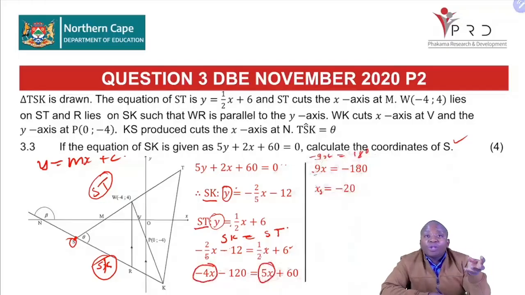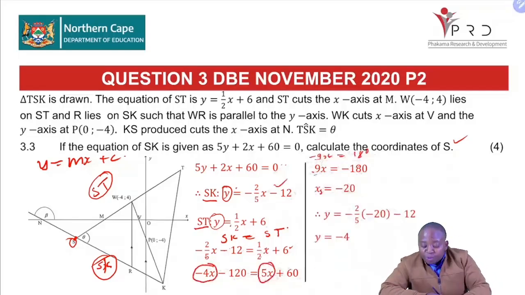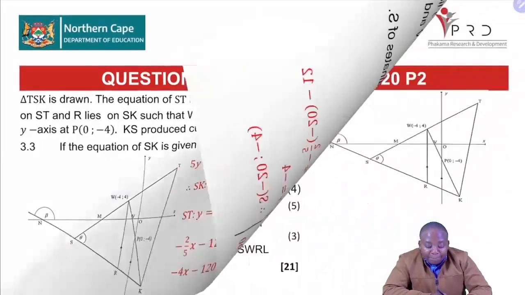To find the corresponding y coordinate, I will substitute x equals -20 in either of the two equations. So I can substitute it in my SK: in the place of x, I substitute -20. Then my corresponding y value is -4. Therefore S is (-20; -4).